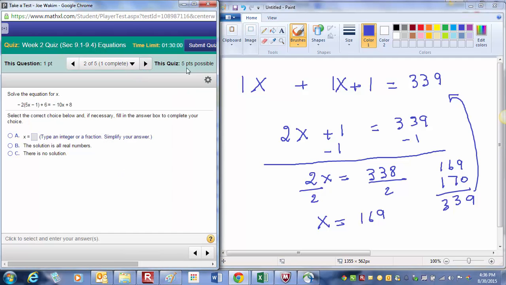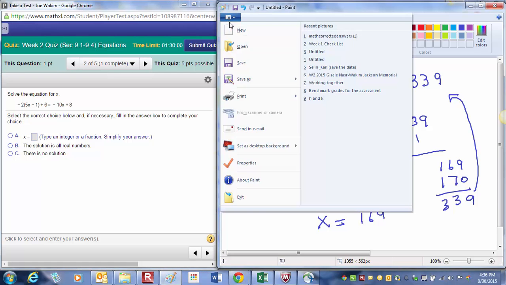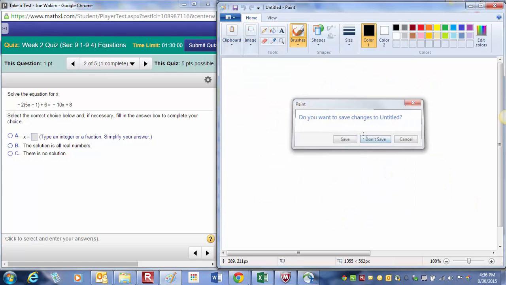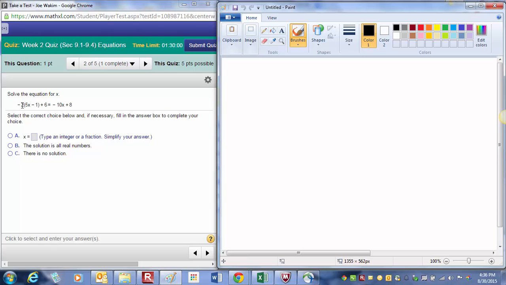Solve the equation for x. So now we're going to work on solving this equation for x. We have a negative 2 we need to distribute, and then that would be my first step. So let's go ahead and distribute. Negative 2 times 5x is negative 10x. Negative 2 times negative 1 is plus 2, and then we have a plus 6. And of course 2 plus 6 is just 8. So now we have negative 10x plus 8.